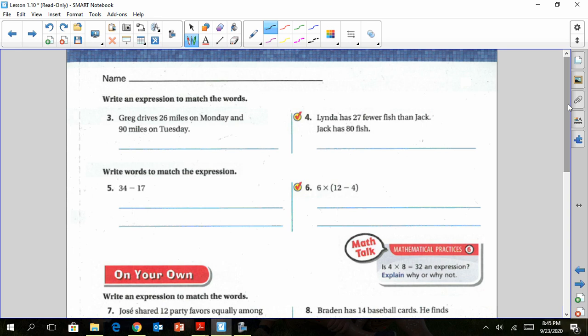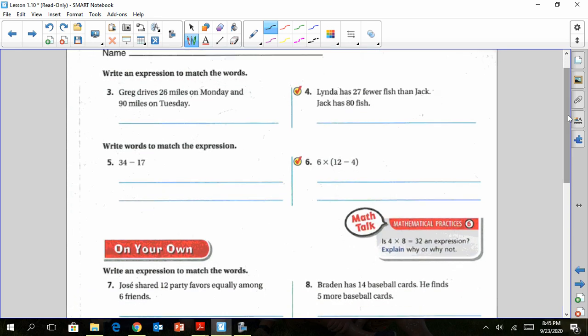Let's go ahead and look through these problems here. If you'd like to hit pause now and go ahead and try to solve these expressions on your own, number 3 and number 4, and then number 5 and number 6, you can write your own if you would like that matches these story problems.